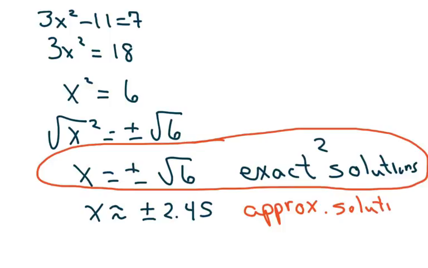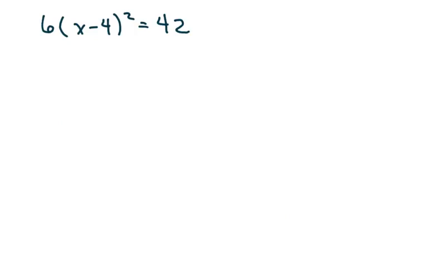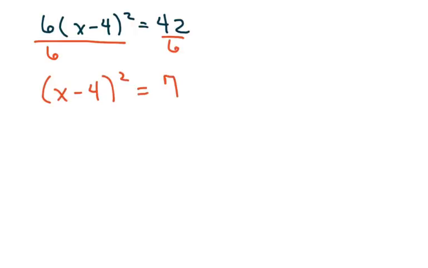And that's approximately. Okay, and that's why we do the little squiggly lines here. Approximately that. The next one is a little more complicated. So what we're going to do is divide both sides by 6. So basically I'm dividing both sides by 6. And I get x minus 4 squared equals 7.